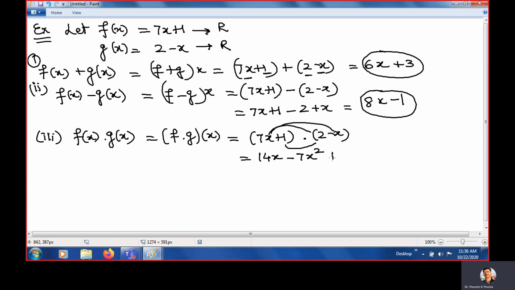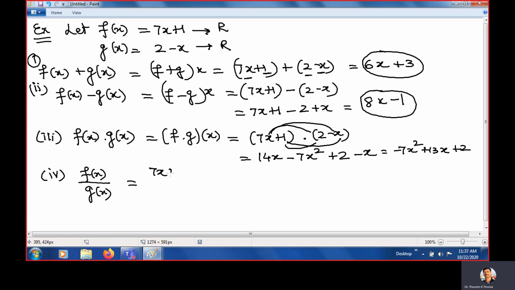Now 1 into this, 1 into 2 is 2, and then 1 into this minus x. If you simplify this, what will you get? Minus 7x power 2, 14x minus x plus 13x and plus 2. This is the value of fx into gx. And the fourth one is fx divided by gx. You just put the value of fx here and the value of gx here. No need to further divide.